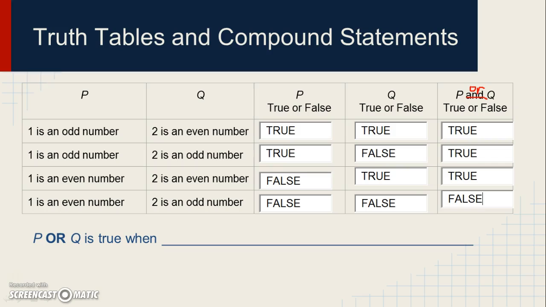So if you think about the difference between these two, you have more options to be true during an OR statement. So P or Q is true when either P or Q is true. So remember, in our last slide it was both. In this slide it is either.